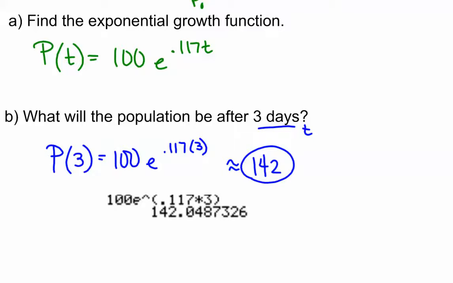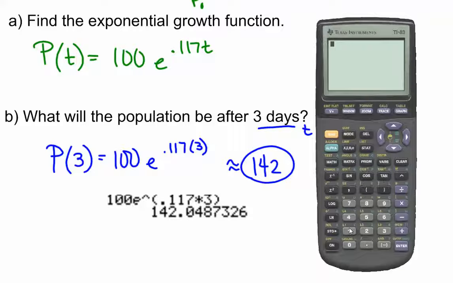If I want to put this in my calculator, I do kind of have to be careful. I'm going to go ahead and put 100, and then my e is right above that ln button, so second, and then my e. It already opens a parenthesis, so I'm going to put my entire exponent in here and then close the parenthesis. So the 0.117 times the 3 and then close your parenthesis. Be very, very careful there. So it's about 142 rabbits in just 3 days.